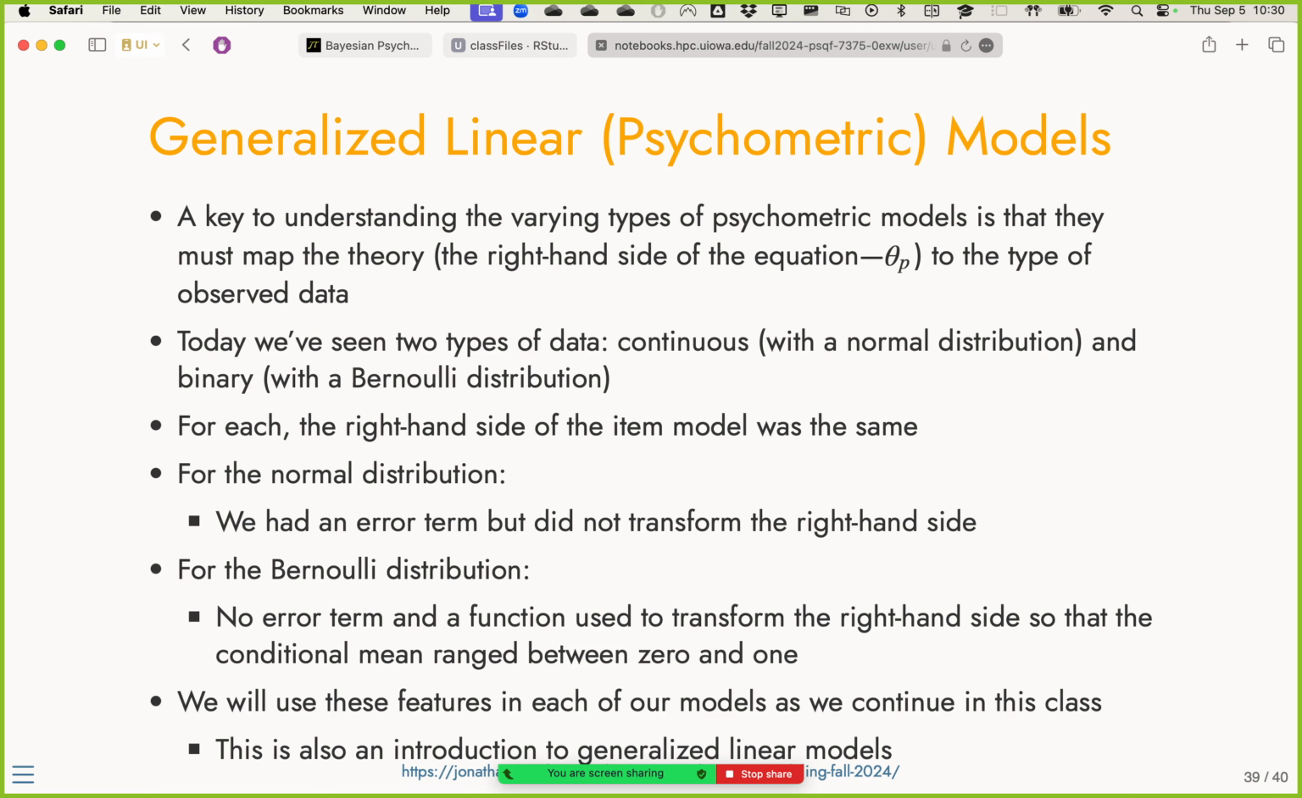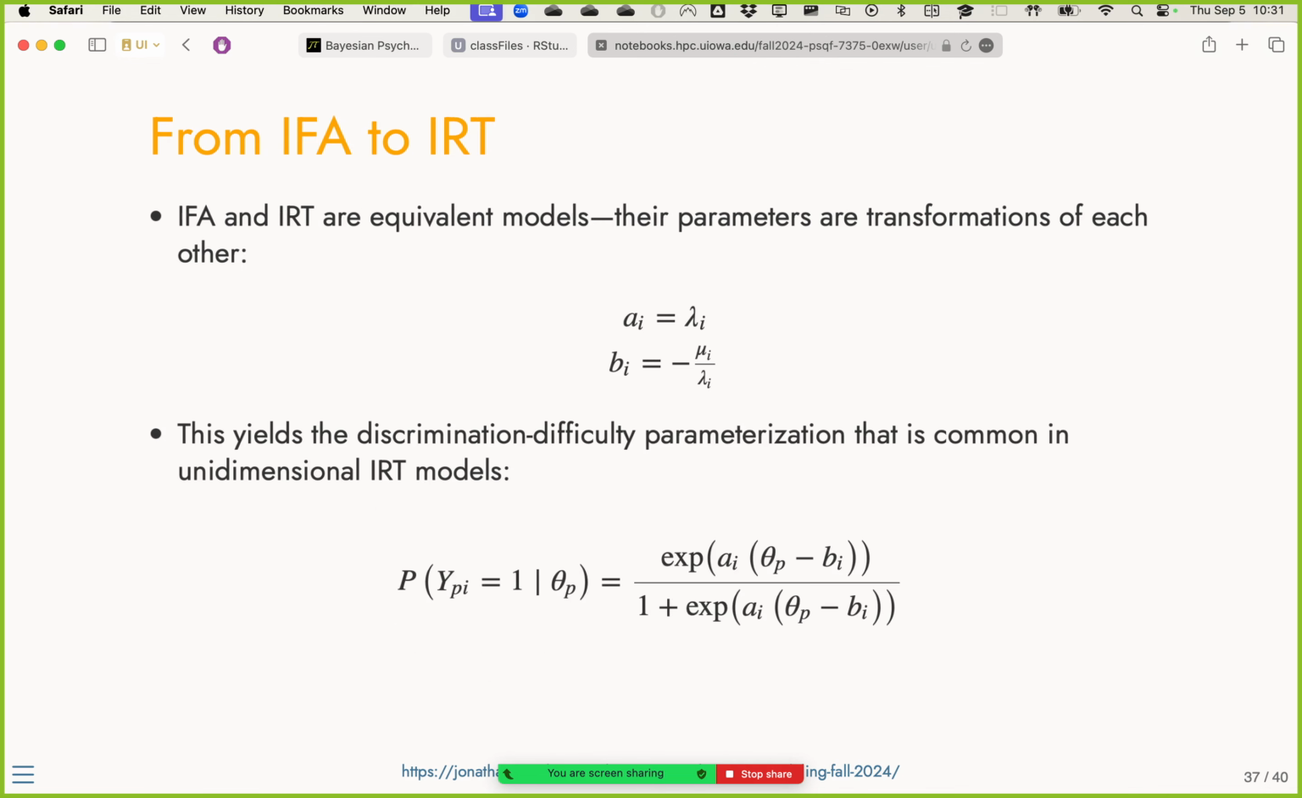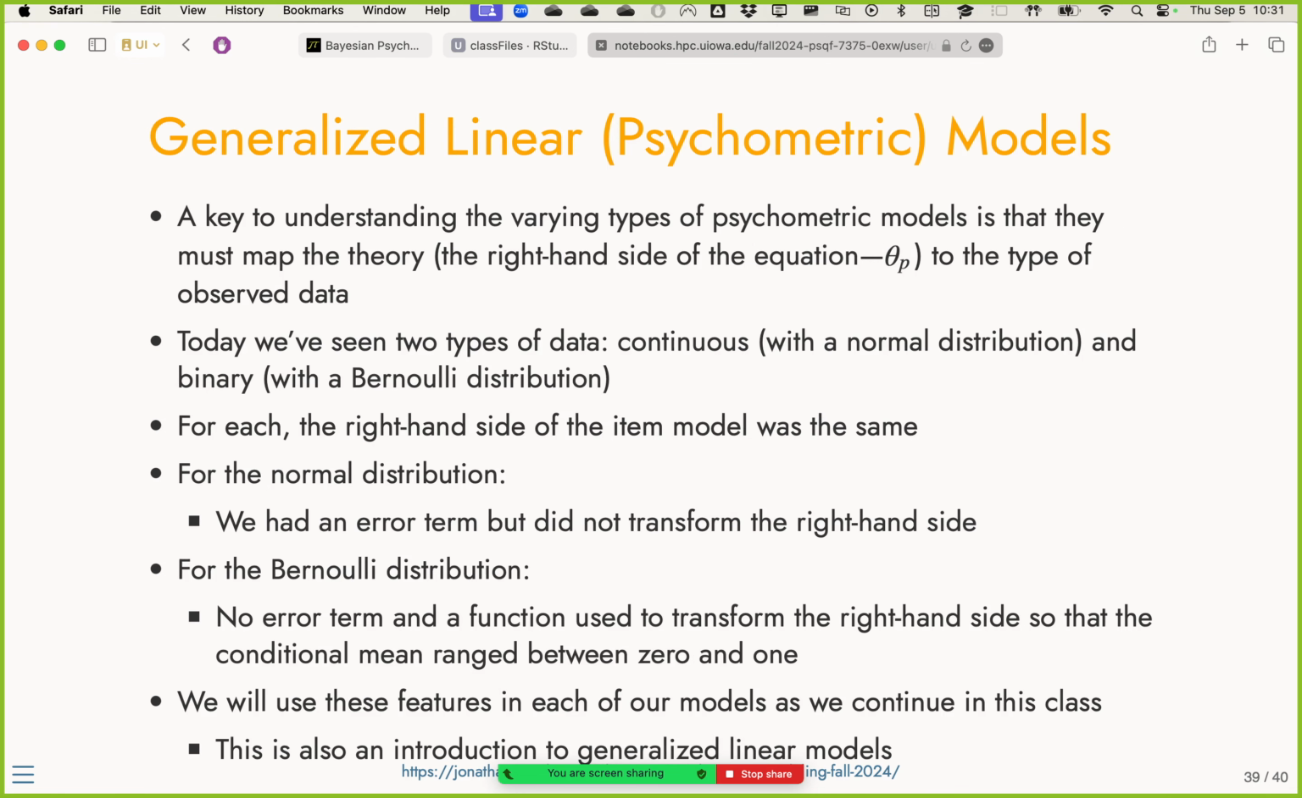If we change the observed variables distribution from normal to Bernoulli, we all of a sudden went from IRT or CFA in normal to IRT in Bernoulli. But the core of what we're trying to do is not different. In fact, if you look at this equation right here, you would say that on the left-hand side is our data, and on the right-hand side is our theory. So theory is always predicting data.